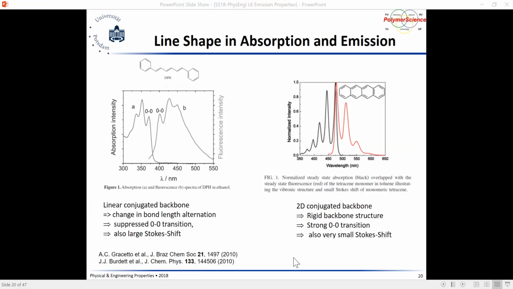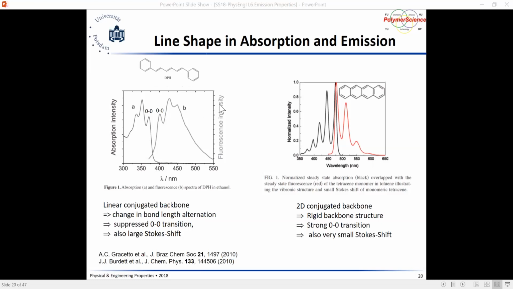And pretty much for the same reason, you don't have Stokes shift either. So you end up getting a mirror image of the absorption and emission. In this case, in the DPH case, where you have a linear conjugated backbone, you have essentially change in the bond length alternation, because you have single double bonds.